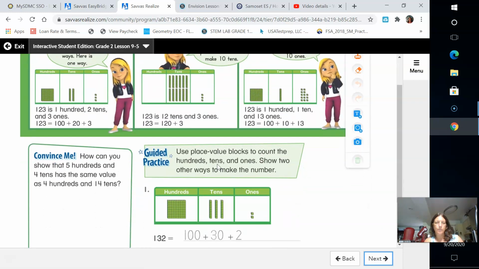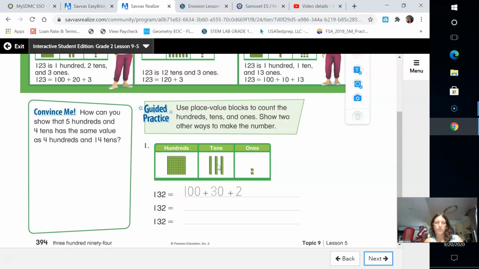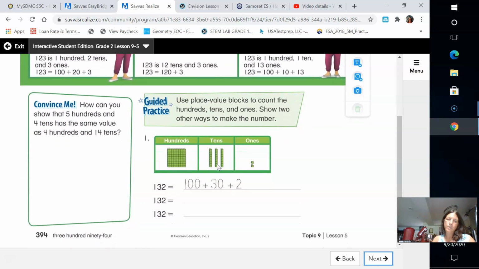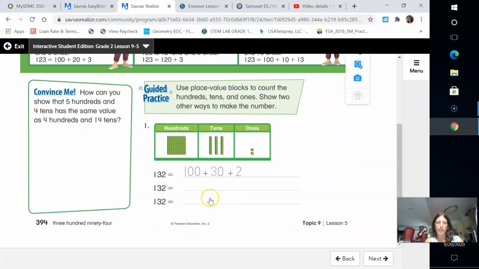All right. Use the place value box to show two other ways to make the number. All right. Well, you could do this. This is tricky, guys. You really probably want to get blocks out to work with this one so you can actually take the 10 out, put the 10 ones in. We're going to leave the 100 alone.